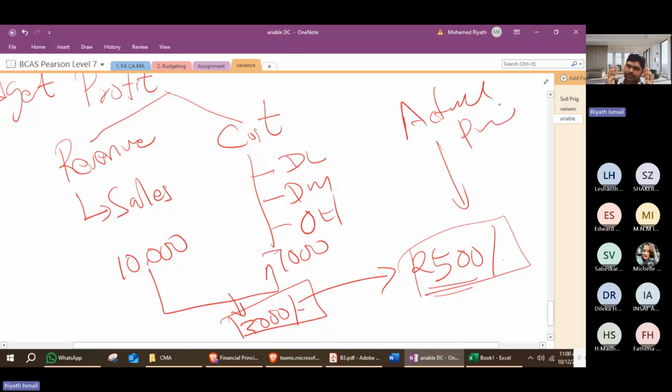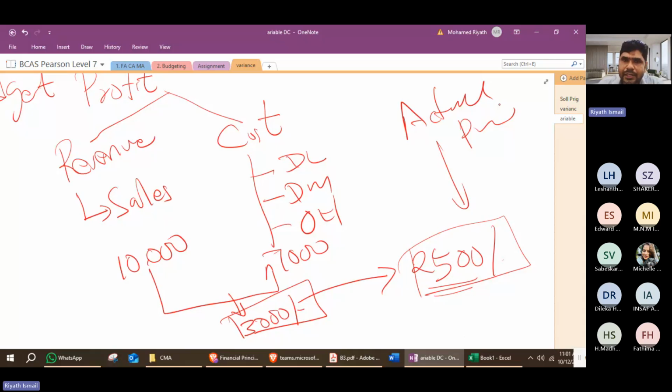Then you have to submit a report with the reason, right? The reason why we lose 500 profit. We budgeted 3,000, but actual profit 2,500. How we missed this 500? In the board of directors meeting, you have to present this.